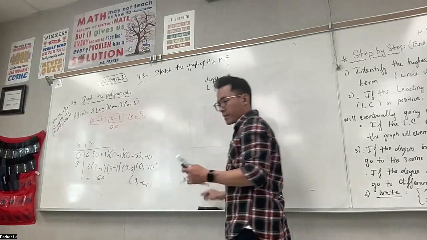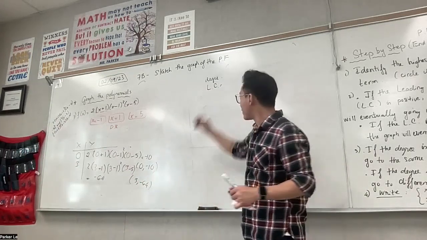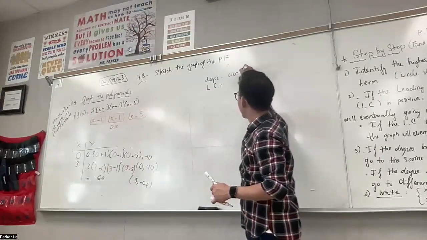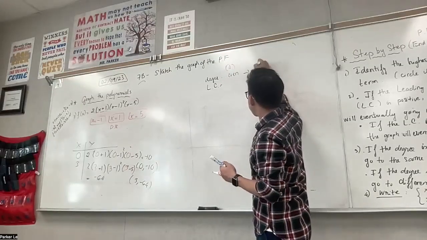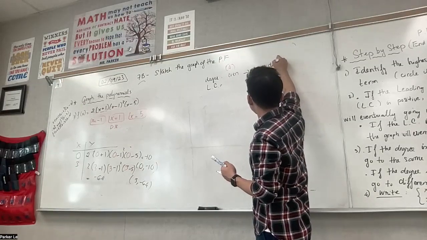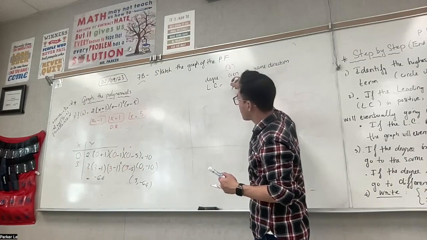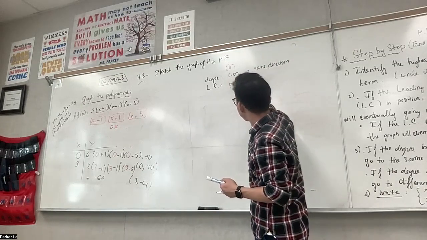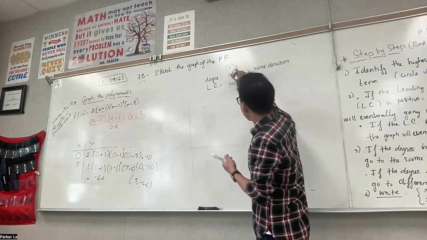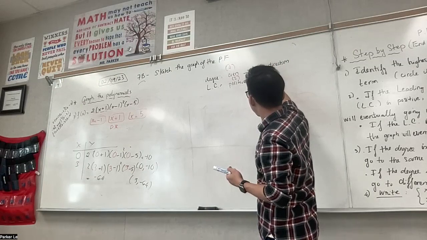What is the degree? 4. Very good. So the degree is even. What does it mean when it's even? Same direction. The leading coefficient is 2, so it is positive. So going up, right?